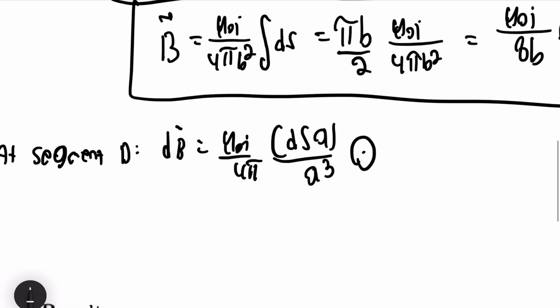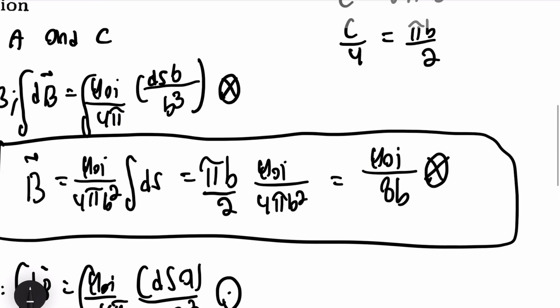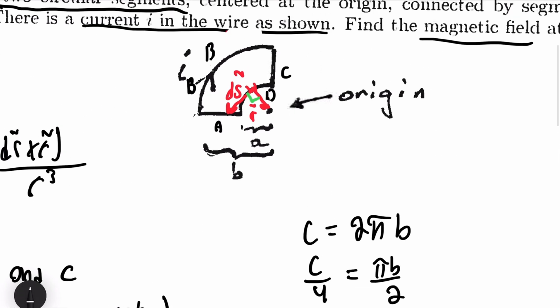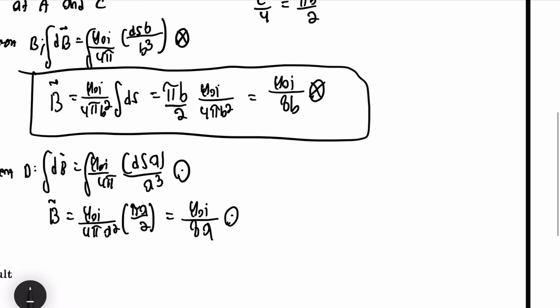And then similarly, like the last one, we just integrate to find B. So B is just mu naught I, gather my constants, 4 pi, a divided by a cubed is a squared. ds is the same, right? They're both quarter circles. So instead of pi b over 2, it's going to be pi a over 2. This simplifies to mu naught I over 8a, and this time it's into the page.